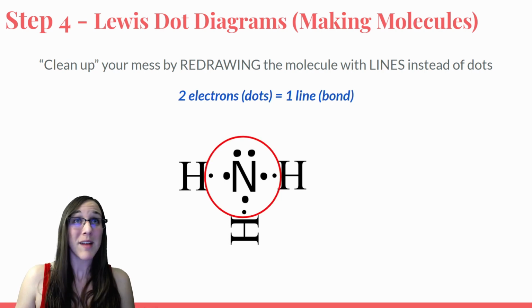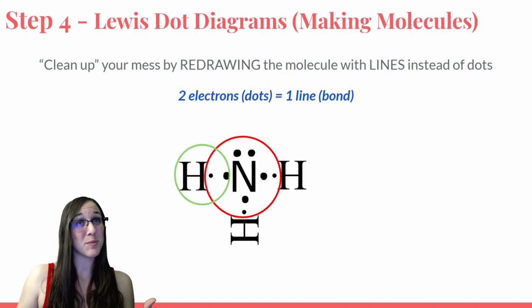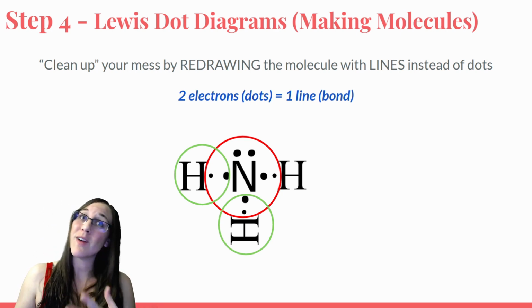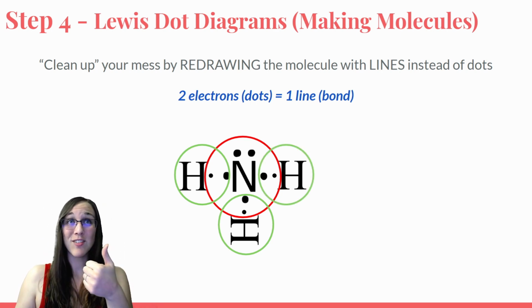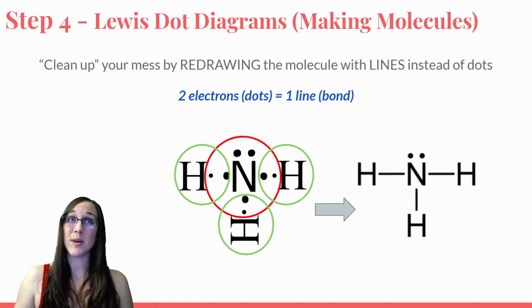Again, notice that from nitrogen's perspective, it has 8 electrons total around it. From hydrogen's perspective, it has 2. From that hydrogen's perspective, it has 2. And from the final hydrogen's perspective, it has 2. All of the atoms here are satisfied. Everything is hunky-dory. We're going to clean this guy up and put lines in between instead.